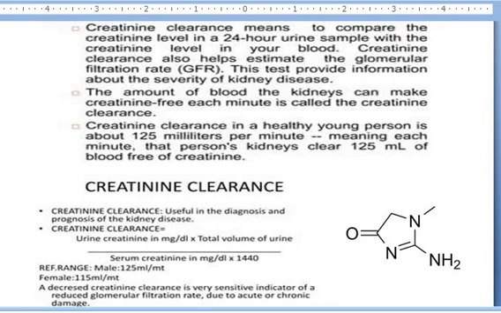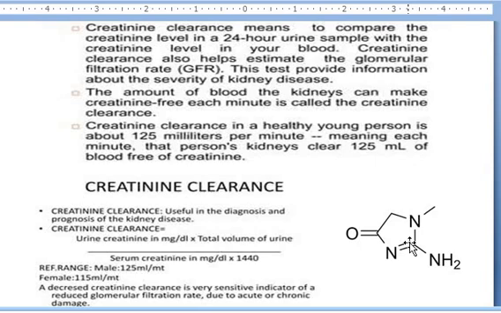So first one is creatinine clearance. Creatinine is a metabolic waste product of creatine metabolism, that is energy metabolism. It's a non-protein nitrogenous substance excreted through the urine. So creatinine clearance, with the help of a 24 hours urine sample, helps in estimating the glomerular filtration rate. The amount of blood passed through the kidney will be filtered, and the creatinine, that is the metabolic waste product, will be excreted through the urine.